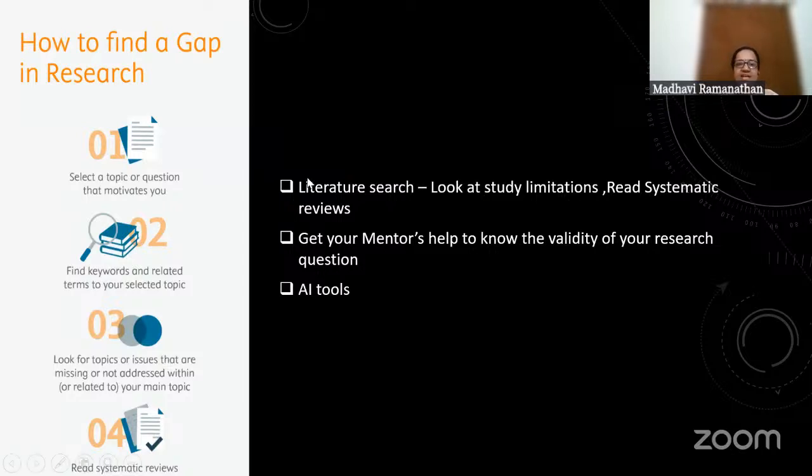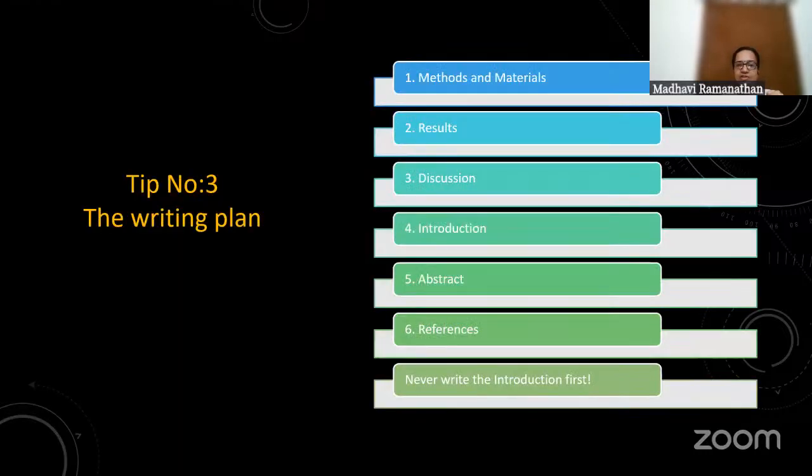So how do you find a gap in research? The best, classical way is to look at the literature search. If you have a topic of interest, look at similar articles and at the study limitations. This will give you a good starting point for a research question. Read the systematic reviews of your topic of interest, and that will give you the crux of that particular research question. Next is whether your research question is valid. This is where your mentor's role comes into play. And now there are a lot of AI tools, as the previous speakers also indicated, that can also help you find a research question.